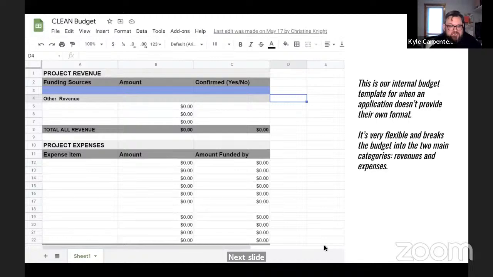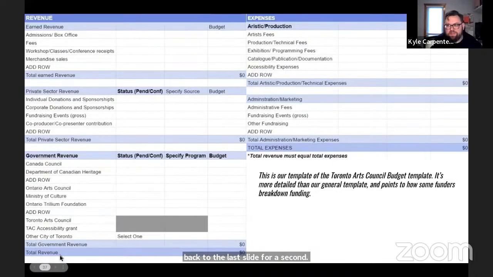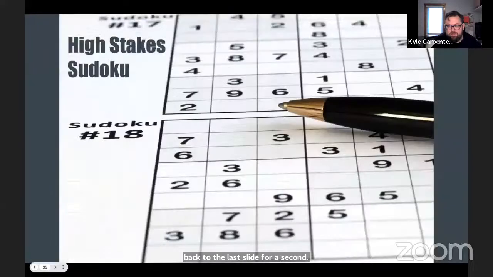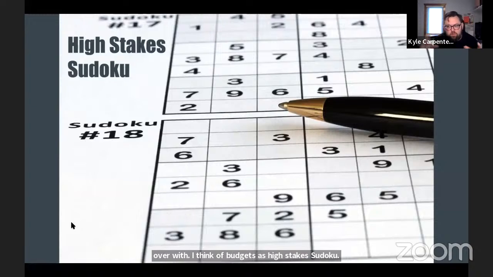Back to the last slide for a second. I think I annoyed my colleagues here until I won them over with this: I think of budgets as high stakes Sudoku, where you're really trying to show the way that everything matches together. So it seems really intense because we're talking about what seems like high amounts of money, but I find it very freeing to think of it as kind of like a game where you're just trying to make sure everything matches.